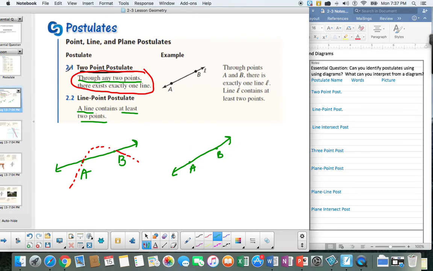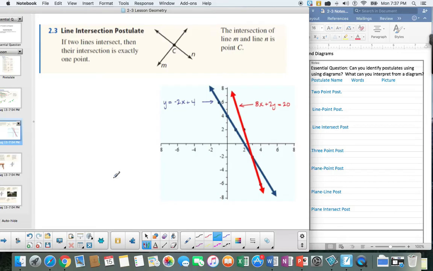So the difference between these 2 sentences is that one is a conditional and the other one is the converse. So in the picture, for this one, you start off with the 2 points and you get the line through them. And over here, you start off with the line and get the 2 points afterwards. Okay, let's take a look at the next postulate.